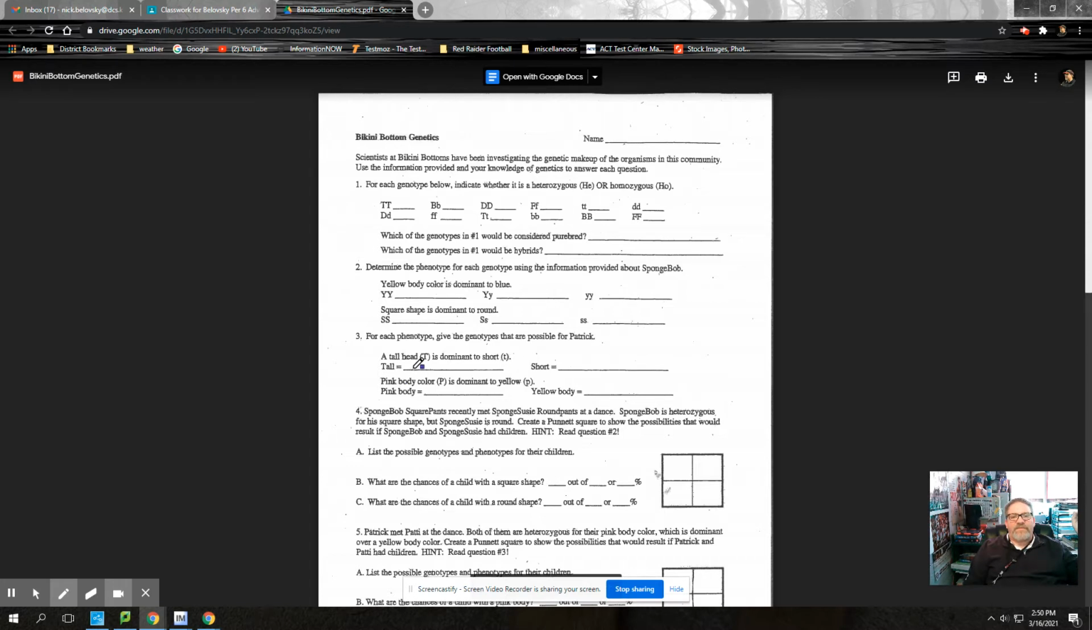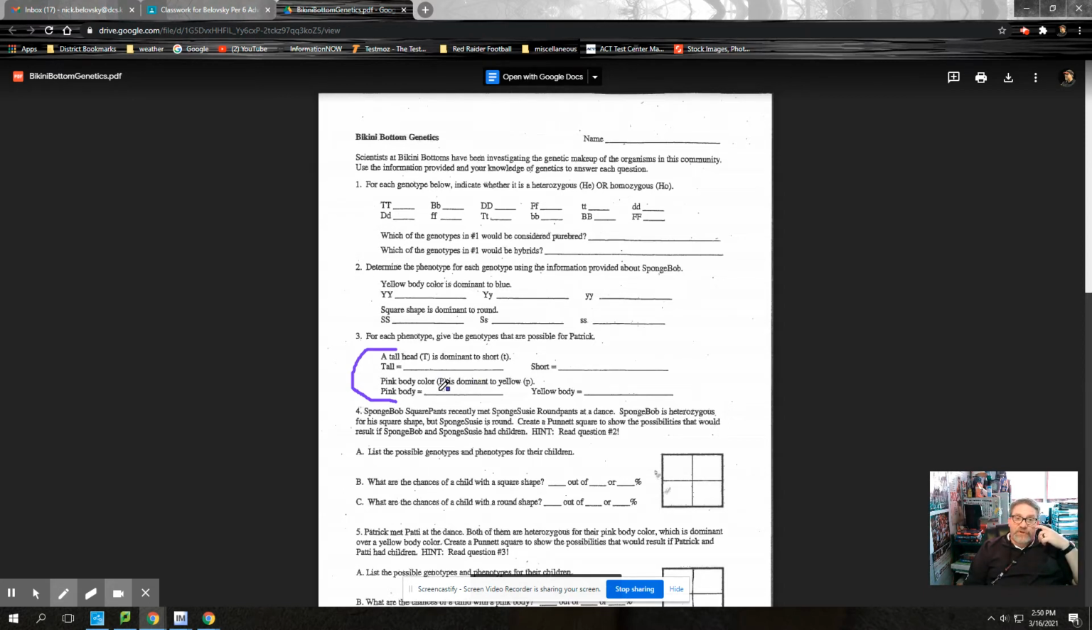So it would have to have something to do with a big T because Patrick's got a tall head. So what would your genotypes be? I'll give you a hint. There's two here. All right. In order to have a short head, which is the recessive gene, what would your alleles have to be? Same thing for down here. In order to have a pink body, which is a big P, dominant to yellow, which is little p, what would your two allele combinations have to be?